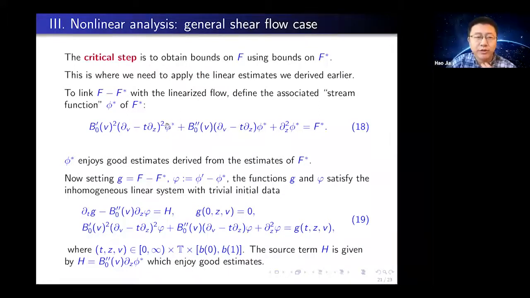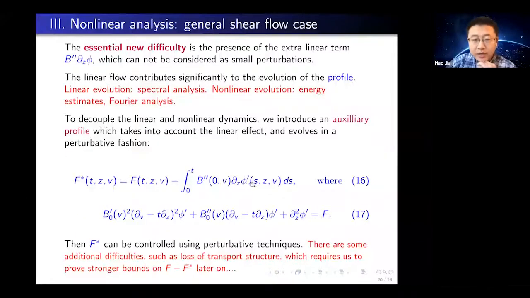So that's also known. So now we set g as f minus f star, and phi as phi prime minus phi star. So we have phi prime, which is a stream function associated with f. Then we define the stream function associated with f star, keeping in mind that f star we have already controlled. So we know everything about f star. Then we take a derivative. In this formula, everything is on the linear level, because you see the coefficient has been frozen, so there's no dependence on the nonlinear flow anymore. The only dependence on the nonlinear flow is given by f star. But f star we already controlled with very good norms.